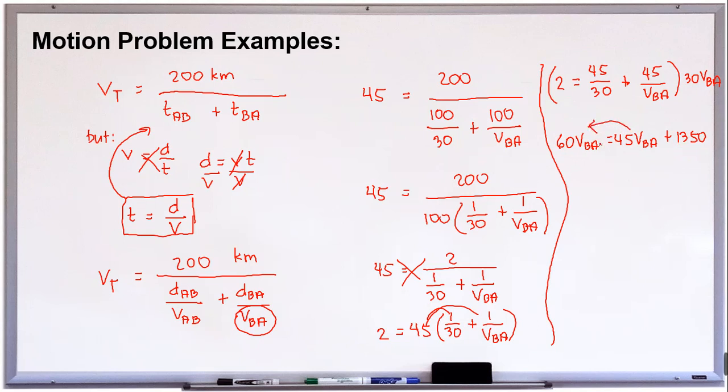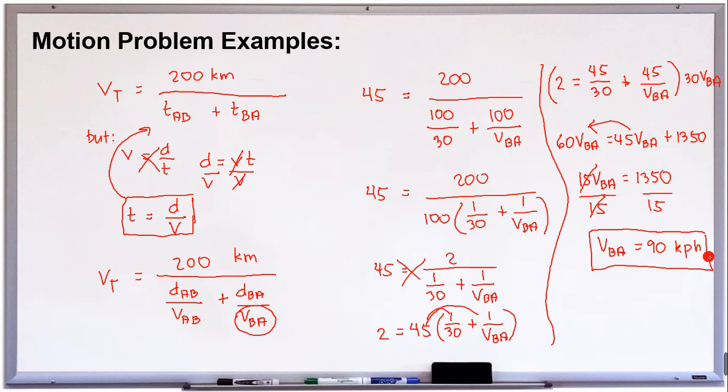Next, combine the unknowns, so that would be 60 minus 45, so that would be 15. Okay, 15 VBA is equal to 1350. So divide both sides by 15. So VBA is equal to 90. Okay, 90, and then the unit is kilometers per hour.